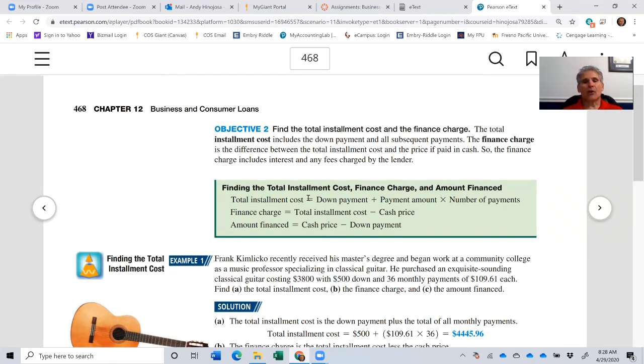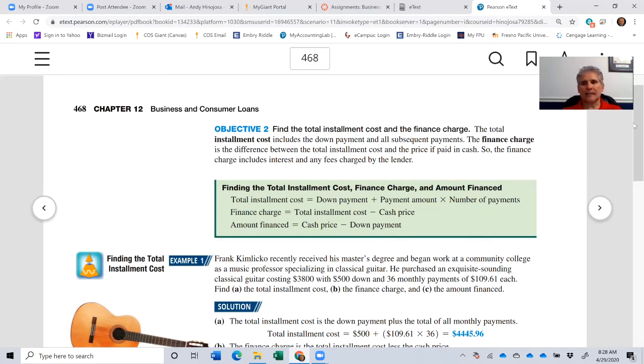Now, that installment cost includes the finance charge, or the interest. So the finance charge, if you want to break that out separately, equals the total installment cost, which you just computed in the previous line here, minus the cash price. If you were just to buy it for cash, then you'll pay a certain dollar amount. But if you buy it in installment payments, then the total installment cost minus the cash price is going to give you the finance charges. And then the amount financed is the cash price minus the down payment.